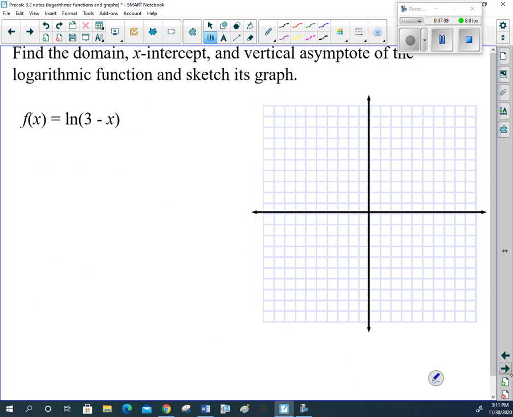Okay, this one right here: find the domain, the x-intercept, and the vertical asymptote of the logarithmic function and sketch its graph. So before I start, even though this says natural log, it still has the same basic shape. It crosses right here at 1, 0. It kind of does this. And then we do our transformations to change it. So now you have to look at it and see what's happening here. Well, inside here, 3 minus x makes me think that I'm going right 3. And this negative is grouped with that x, so that makes me think that I am reflecting in the y-axis.